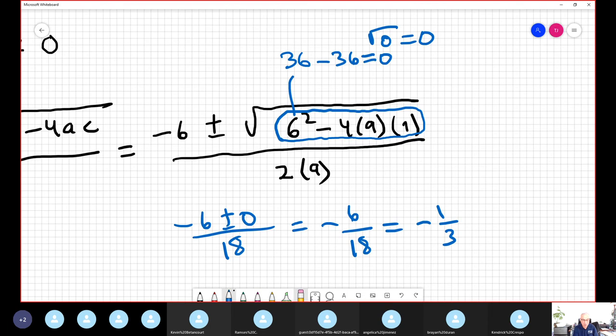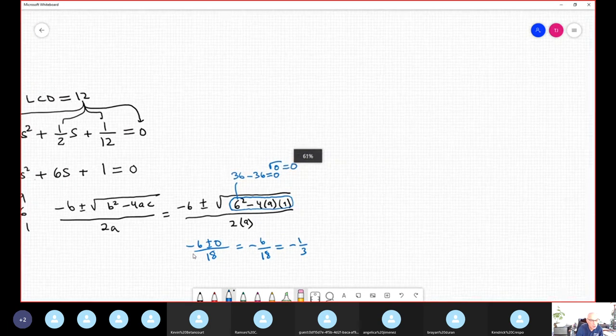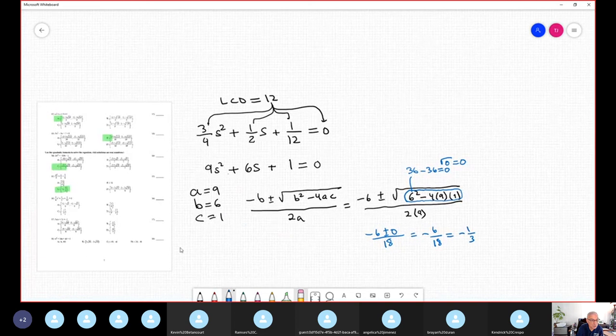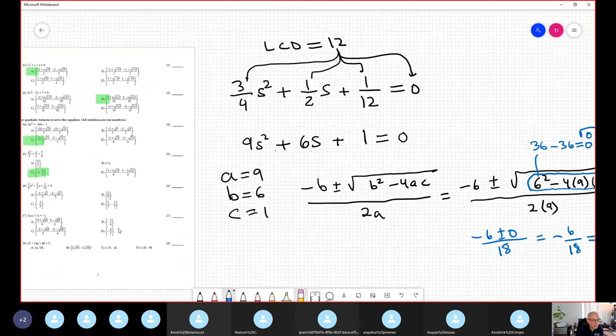Okay, so this is a moment to select the option. So only one solution, not two solutions. This is weird, but it happened. It's possible. It's negative 1/3, option C.